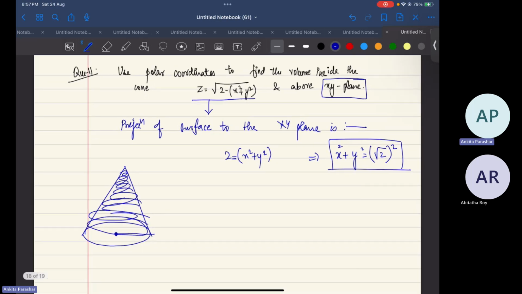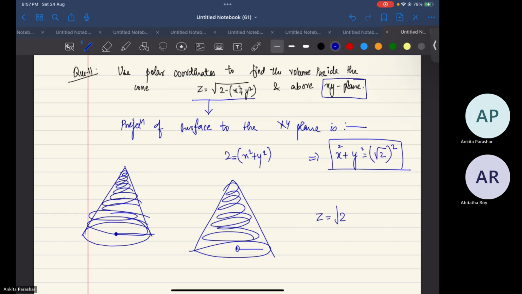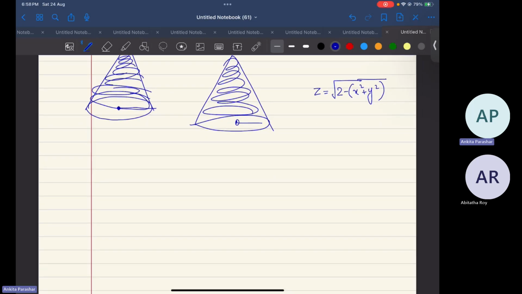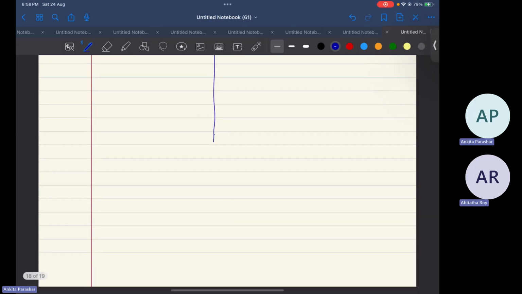But is it this cone, or is it this cone? Which side is the cone? I don't know the figure. It has to be told by the surface; you can see the figure by looking at the surface again. z equals 2 minus x squared plus y squared. Can you tell me where the cone is? Is it opening towards z, or is it closing towards z?